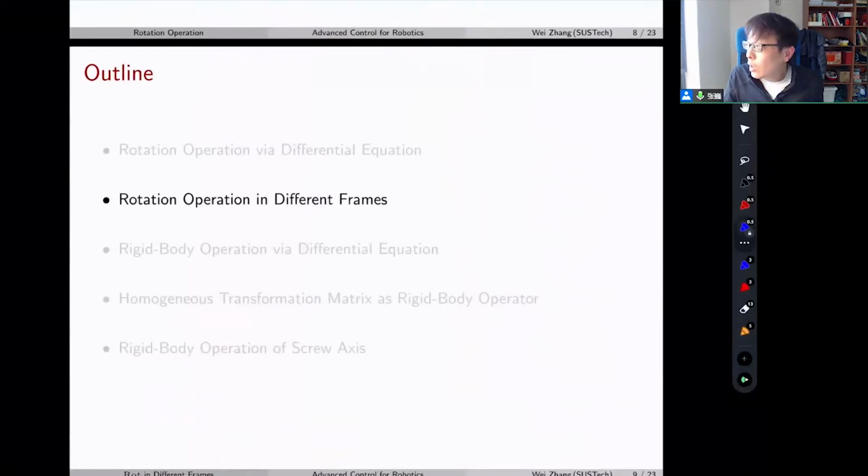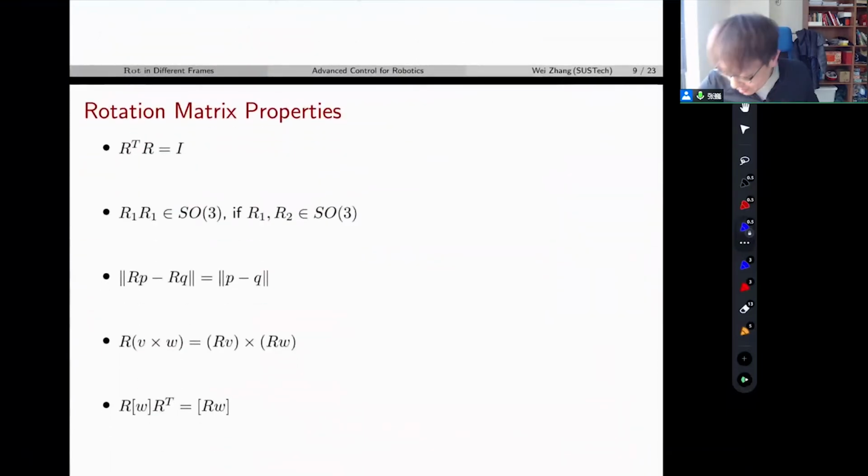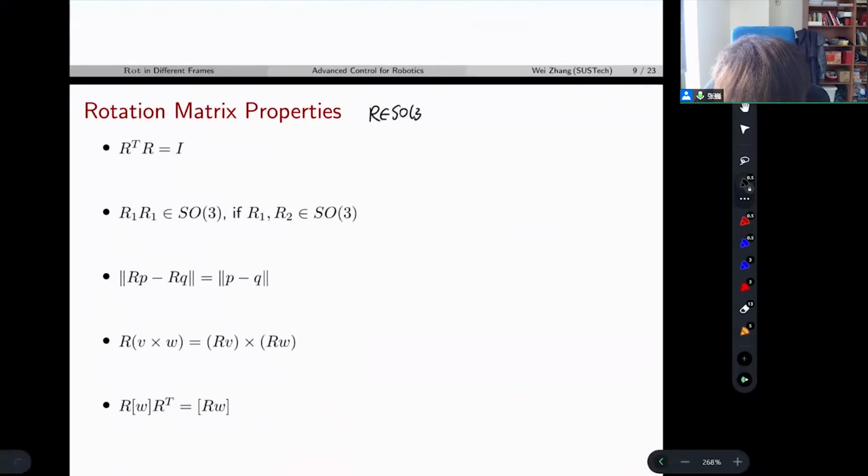So that's how we obtain the rotation operator, through differential equations. Now let's see how we represent this operation in different frames. Let's make it a little bit more confusing. Before that, let's dive into a little more detail about rotation matrix properties. First of all, let's say R belongs to SO3. That's a rotation matrix. By definition, it satisfies this. This is the definition.